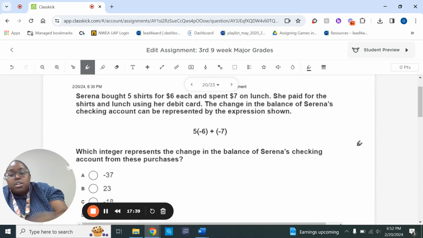Number 5 is a little bit long. All right. Serena bought 5 shirts for $6 each and spent $7 on lunch. She paid for the shirts and lunch using her debit card. The change in the balance of Serena's checking account can be represented by the expression shown. Excuse me. 5 times -6 plus -7. Which integer represents the change in the balance of Serena's checking account from these purchases?